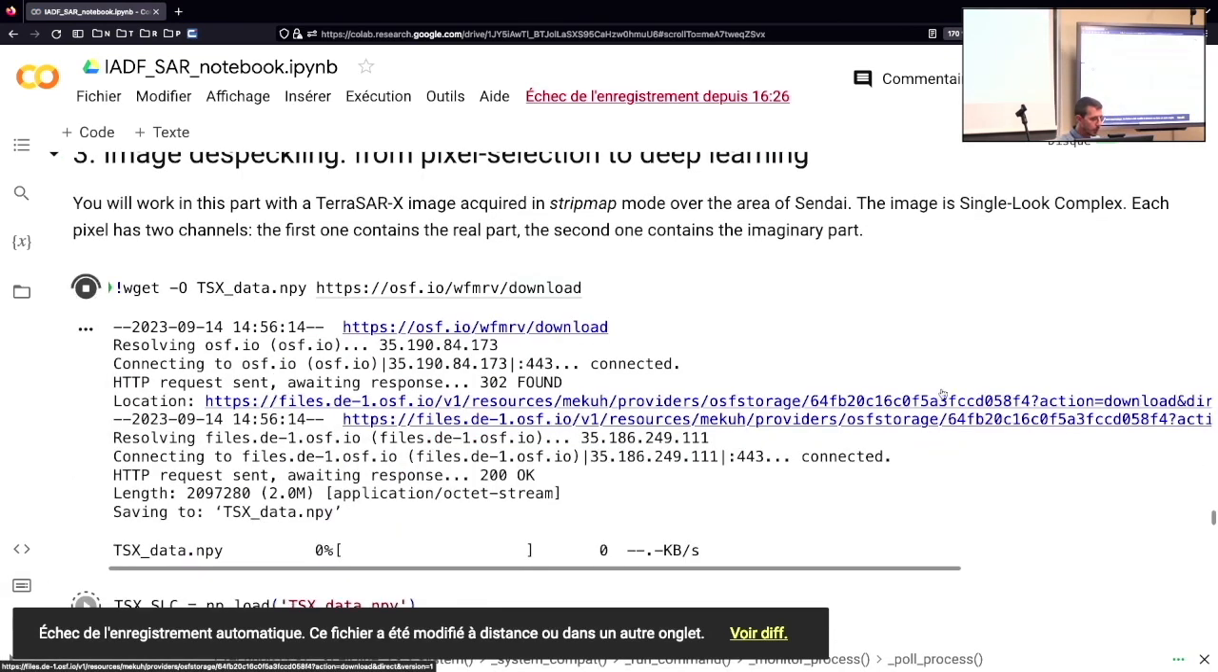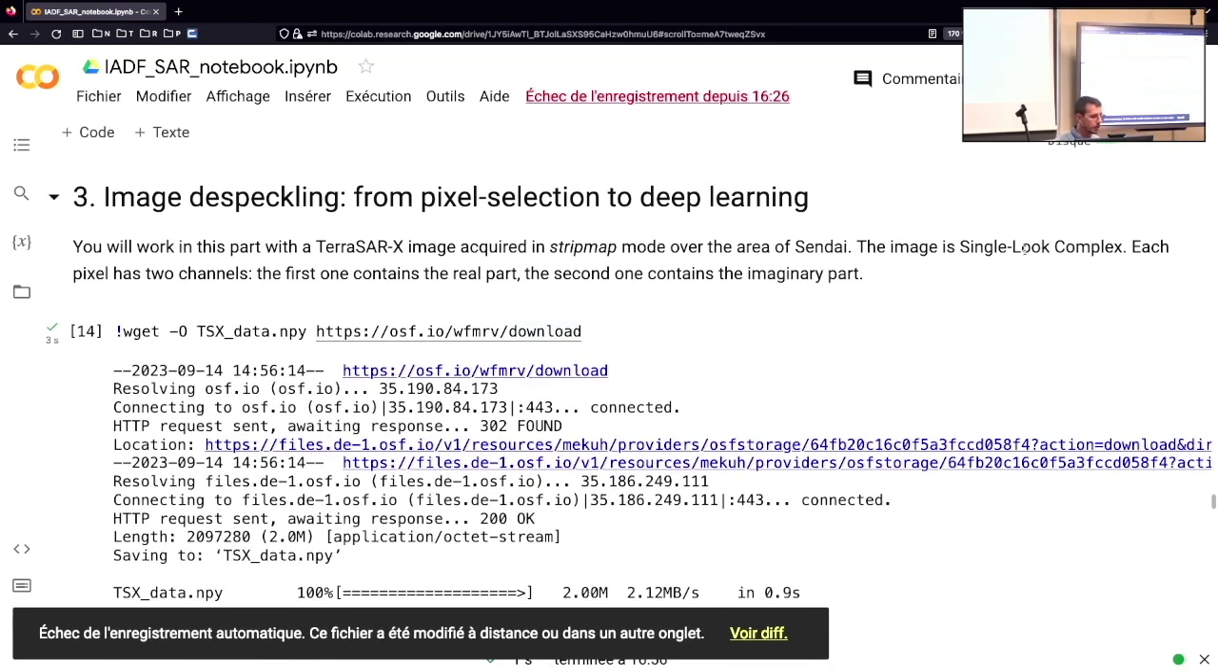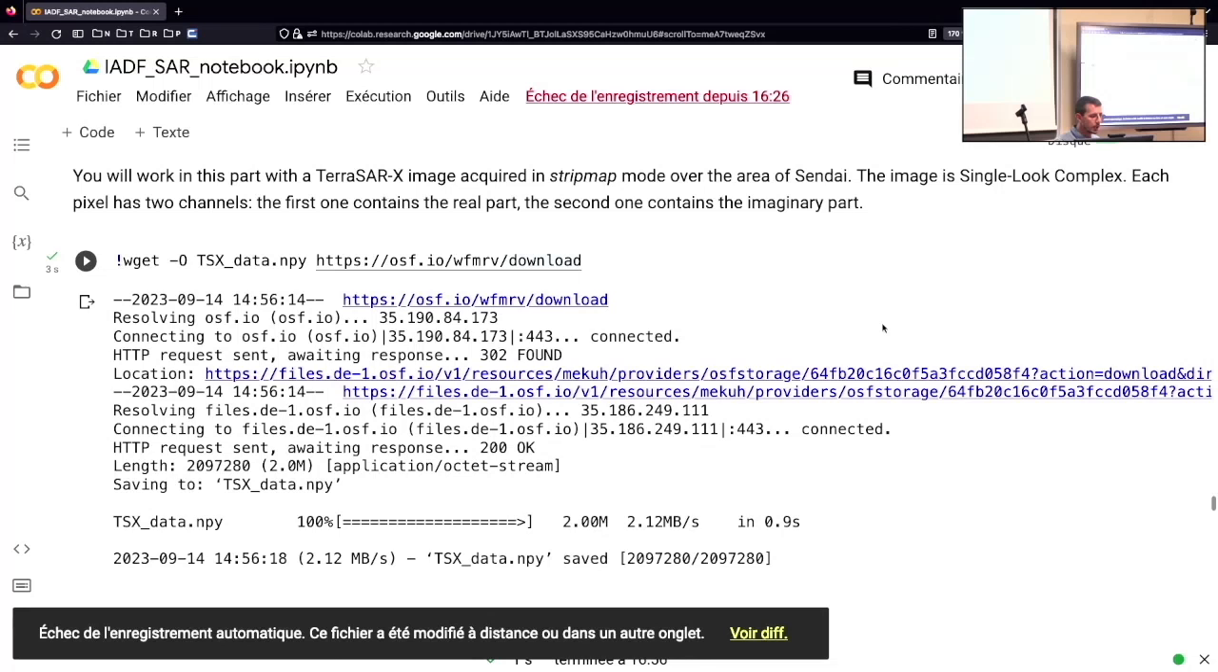So here we're going to work with another image. This image is acquired by the TerraSAR-X sensor in strip map mode, and it's taken over the area of Sendai in Japan. It's a small image, its size is 512 by 512 pixels, but it helps us to analyze the behavior of the different filters that we are going to implement.